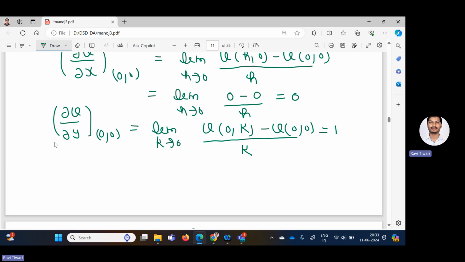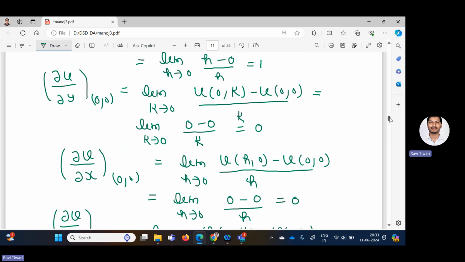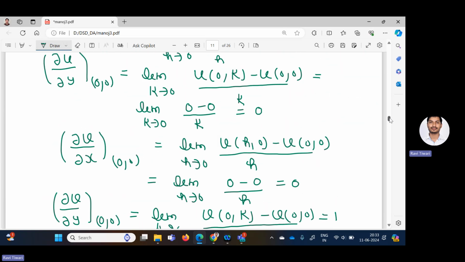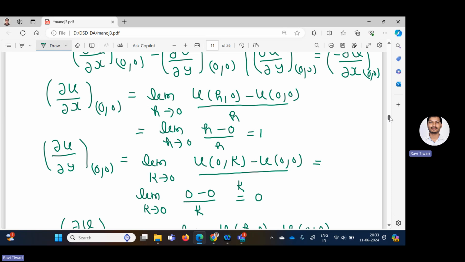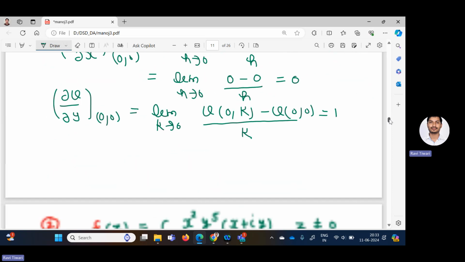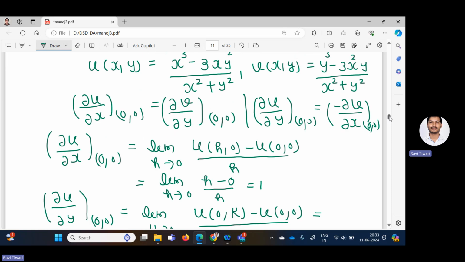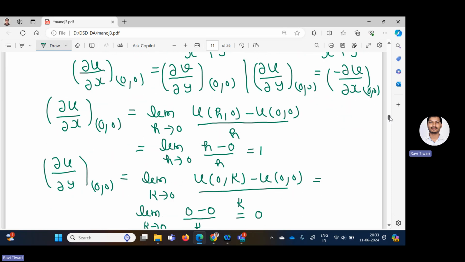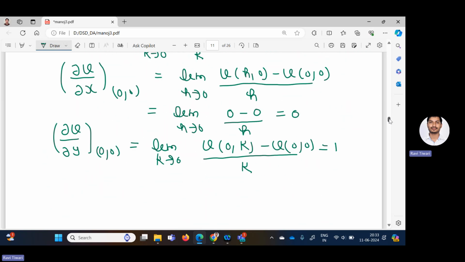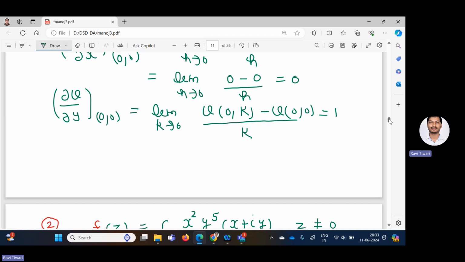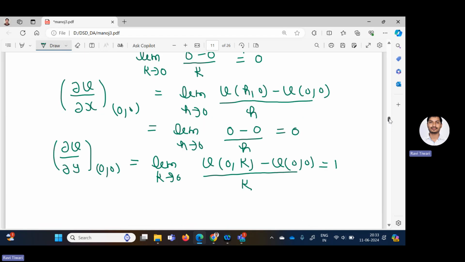So what was the CR equation? Dou u by dou x at 0 comma 0 we are getting 1, and dou v by dou y also we are getting 1. And dou u by dou y we are getting 0, dou v by dou x also we are getting 0. So the CR equations are satisfied. Now how do we check the differentiability of this function?